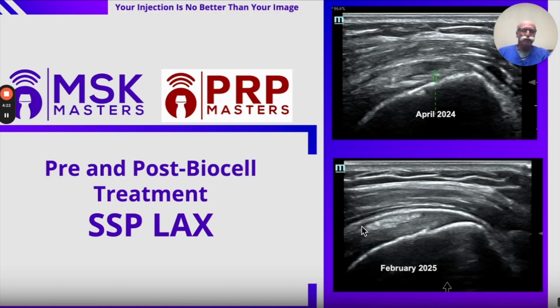But anyway, so now you can see this is some residual calcific tendinosis within the substance of the tendon here. It's just what we have left over. But look at the remaining substance of this tendon at the insertion, the uniformity of the fibers. The remodeling is just fantastic.